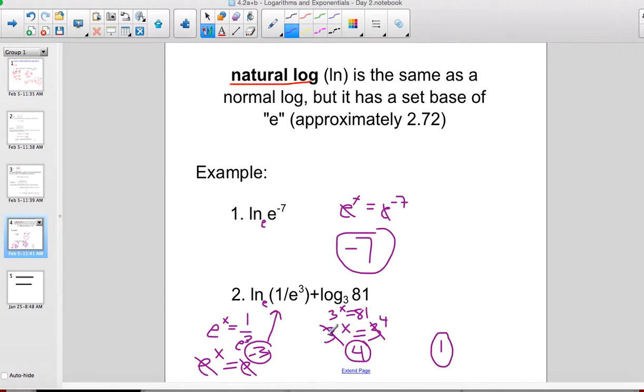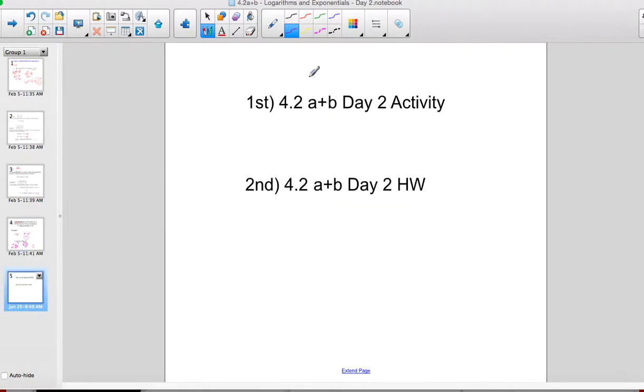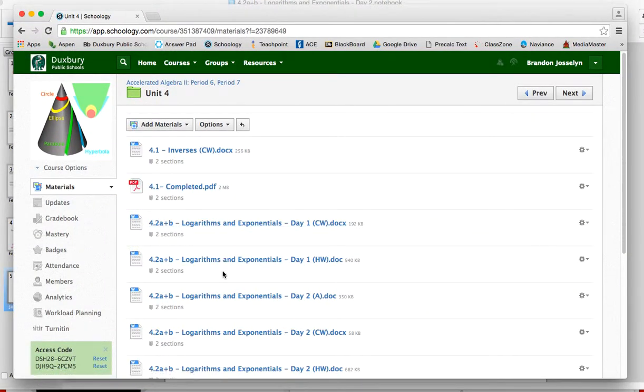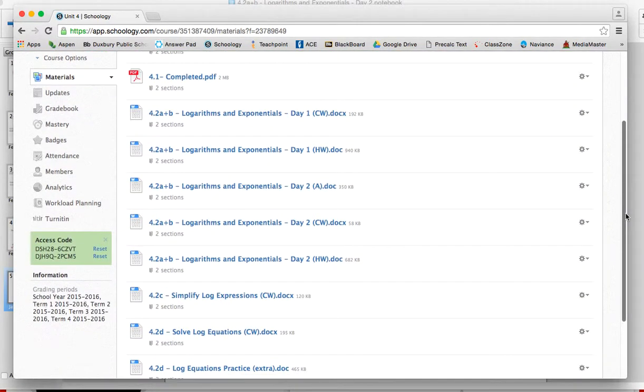And that's it. So those are the types of problems you'll see today in case you didn't see them yesterday. So what I want you guys to do first is do the 4.2 A and B Day 2 activity. And then if you finish that, do the homework. Both are on Schoology. You'll find that was Day 1. So this is what you're doing first, Day 2 activity, and then the Day 2 homework right here.